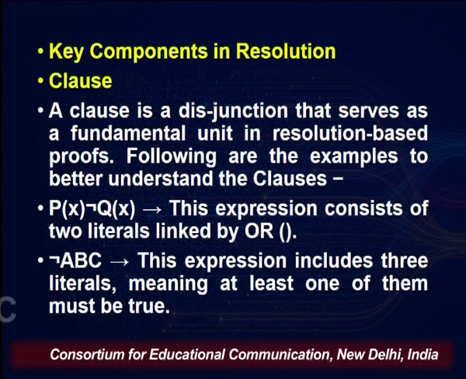So, what are the examples of these clauses? So, we have Px, negation Qx. These kinds of expressions consist of two literals which can be linked by either or, or we can say and. Or for example, we have negation of A, B, C. If we say negation of A, B, C, this expression includes three literals, meaning at least one of them must be true, because here we are talking about this resolution based proof.